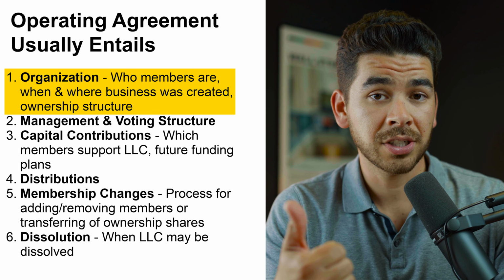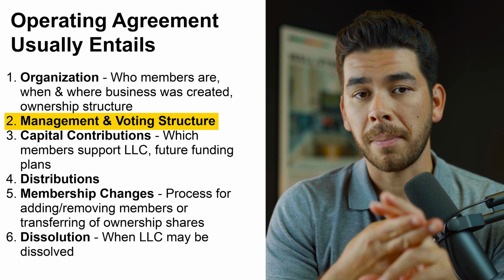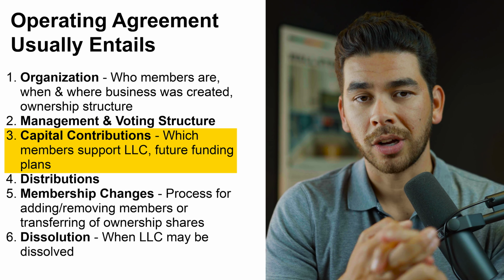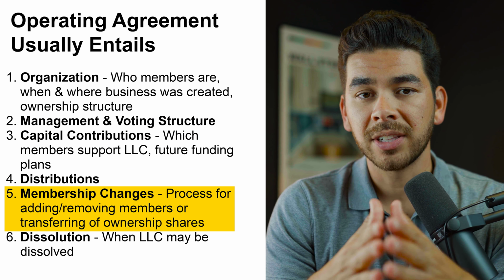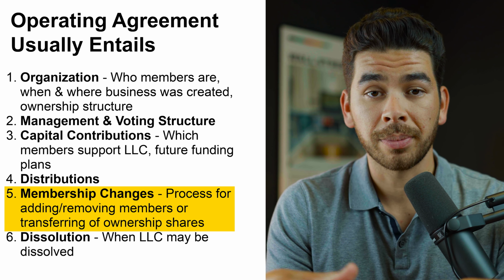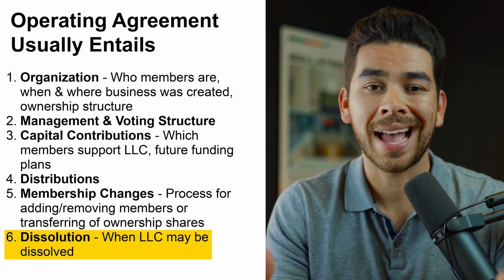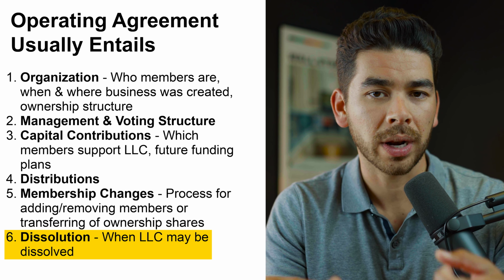Here's some things that an operating agreement usually entails. The first is organization: who the members are, when and where it was created, and the ownership structure. Number 2 is management and voting structure. 3 is capital contributions. 4 is distributions. 5 is membership changes. This is the process of adding or removing members or transferring ownership of shares. And 6 is dissolution. In the unfortunate event that your company had to be dissolved, this is where you can outline what exactly would proceed.